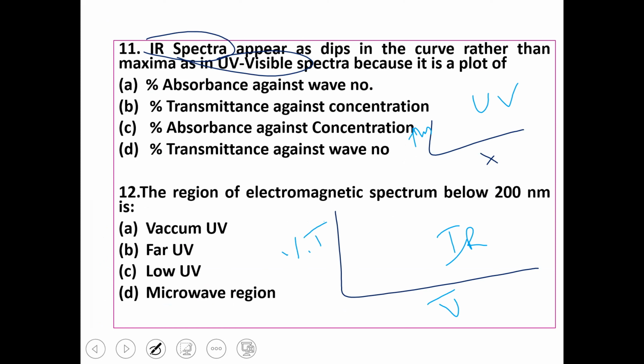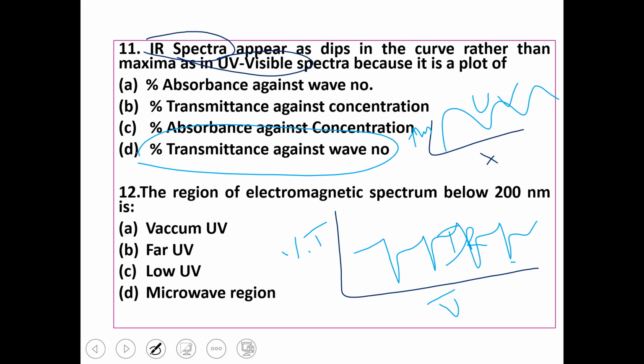So the first thing you have to do when preparing for spectrum-based questions is list all the spectra, UV, visible, IR, mass, NMR, and see what the x-axis and y-axis are. Be thorough with that. Then the question is why there are dips, why your IR peaks are like this, inverted, whereas your UV-visible peaks are upward. The reason is IR is plotted between percentage transmittance and wave number, which is opposite to the parameters. Wave number is inversely proportional to wavelength. Transmittance is the inverse of absorbance. That's why we have dips in the curve. So you should know the spectrum to answer this question. For the region of the electromagnetic spectrum below 200, you can easily answer: it is vacuum UV.